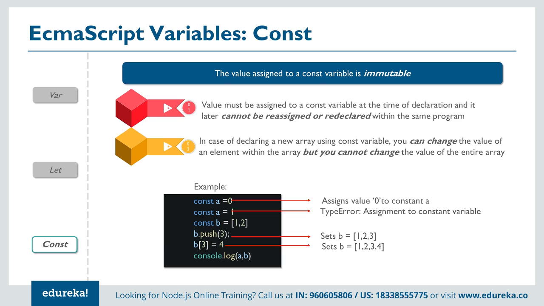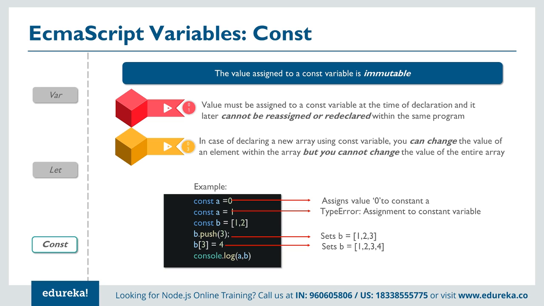And const, as the name suggests, is for constants. It's not a variable, it's a constant. The value must be assigned to a const. We shouldn't be saying const variable, but variable is a very commonly, loosely used word nowadays, so we'll go ahead with that. So the value must be assigned to a const variable at the time of declaration, and it later cannot be reassigned or redeclared.